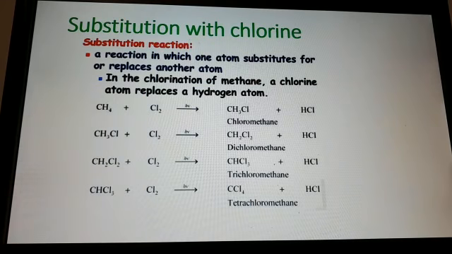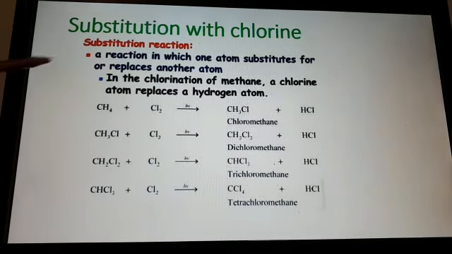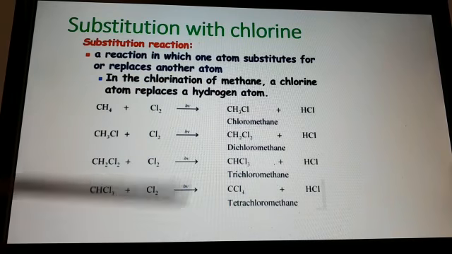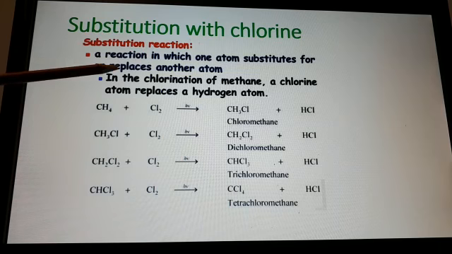The next step, chloromethane again reacts with chlorine. Again one hydrogen is substituted with chlorine, forming dichloromethane. Here it is next step, trichloromethane and tetrachloromethane. This is called chlorination of alkanes. In the chlorination of methane, a hydrogen atom is replaced by a chlorine atom. This is the substitution reaction.